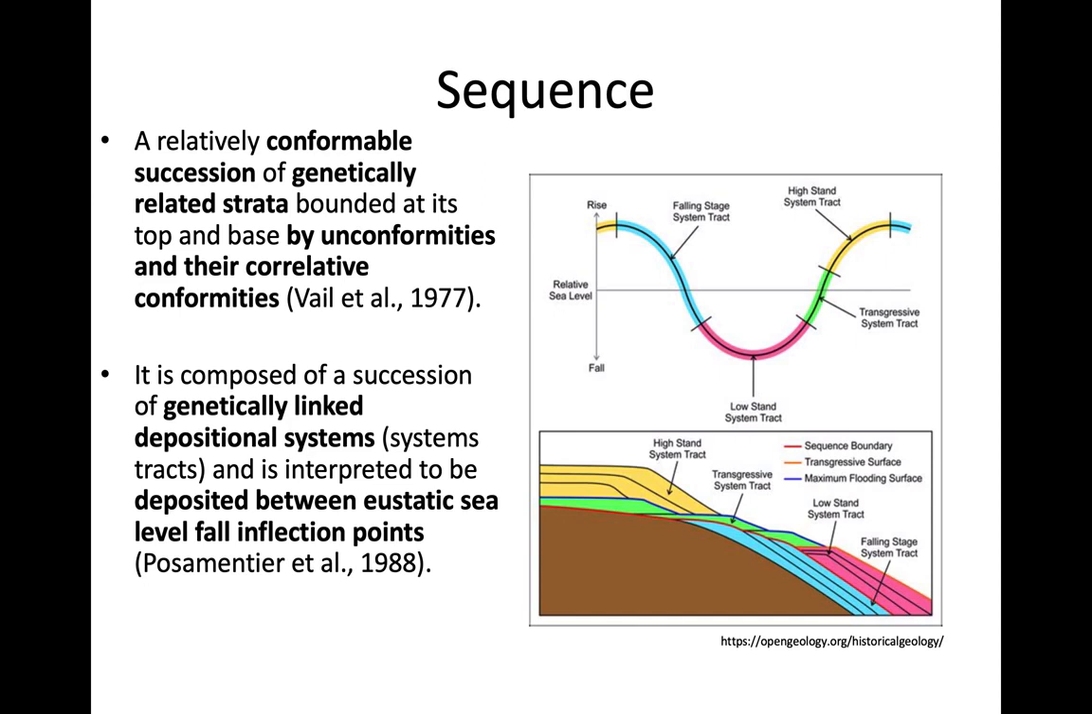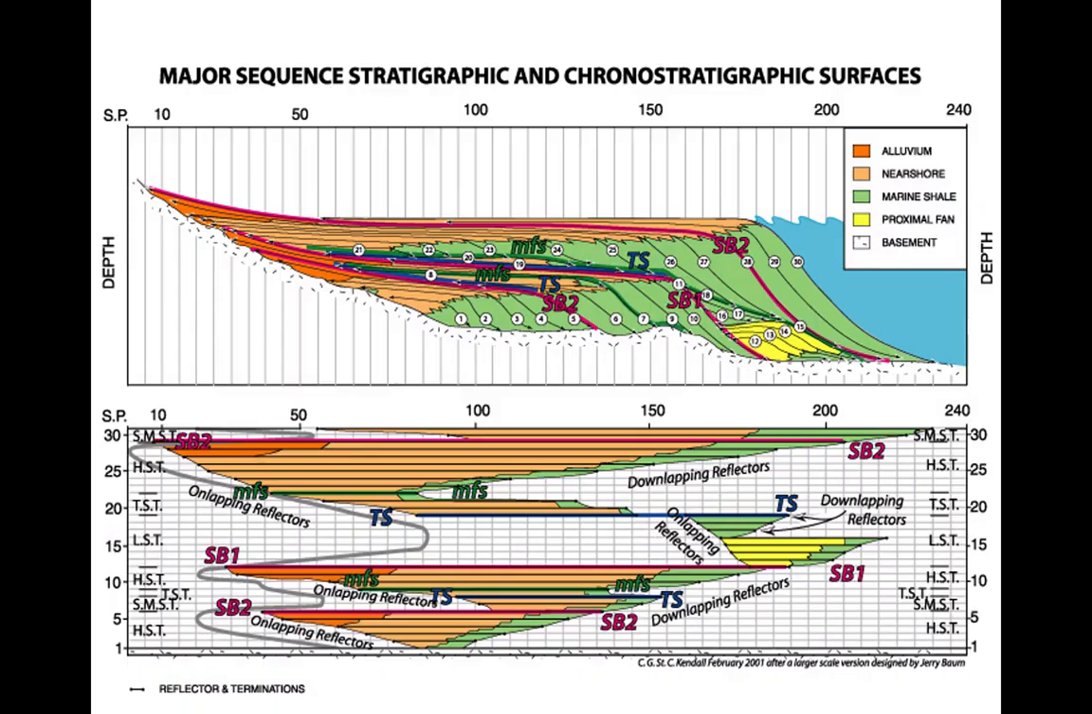And this sequence is composed of a number of linked depositional systems that we're going to call systems tracts. So within one sequence, we have systems tracts, things that show regression and transgression. All right, and again, this is going to be deposited between eustatic sea level fall inflection points. So we're going to see multiple systems tracts in one sequence here.